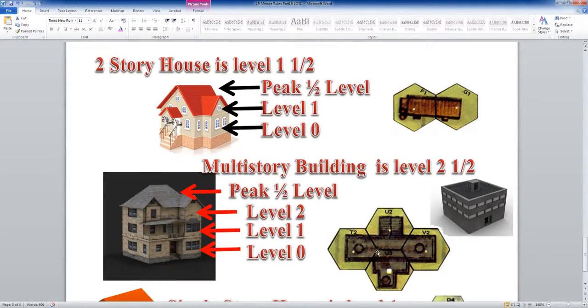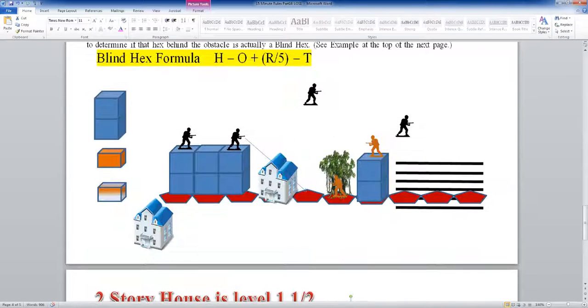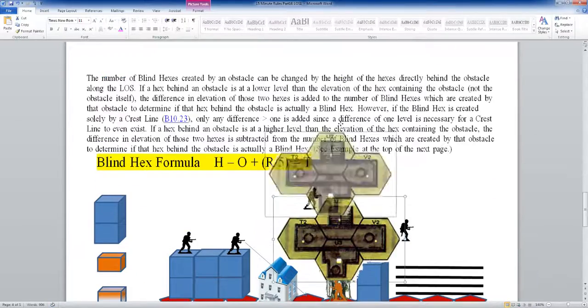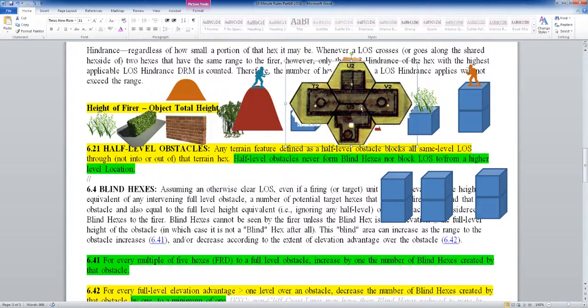And also remember, we're talking about a multi-level building. So if I take this representation, grab it, I bring this up here. Let's say there's this multi-level building between the target and the firer here. Remember, this is level 2.5. I'm at 2. 2.5 is bigger than 2. So you don't round down in this case. You keep the numbers. 2.5 is greater than 2. So no line of sight between these 2 units because of the multi-level building that's between them. So keep that in mind.